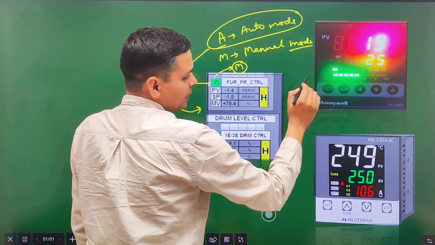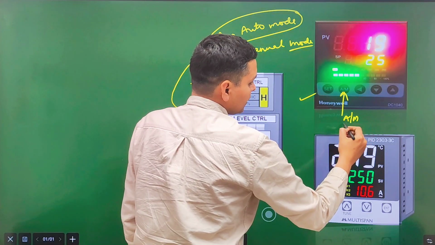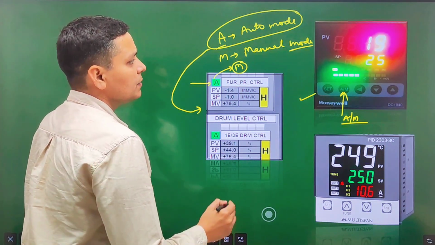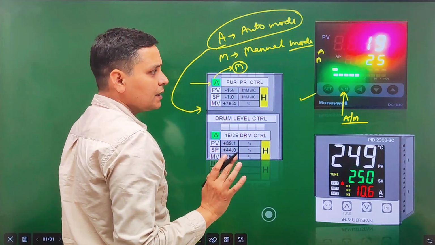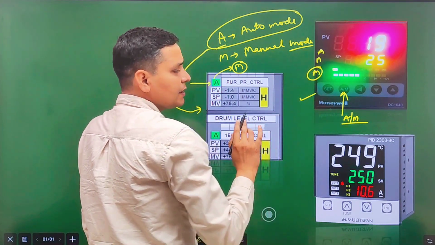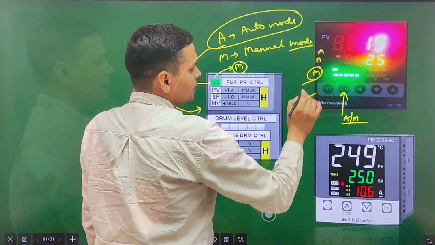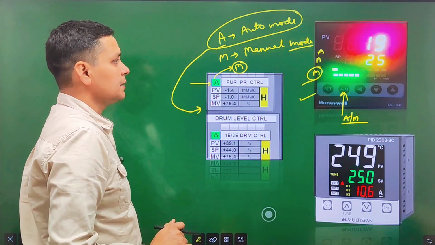Or in this type of PID controller, you can select auto and manual from here. In some PID controllers, you will find A is written, M is written. In some PID controllers, you will find only M is written for manual mode and nothing is written for auto mode. So it will depend on the type of PID controller.